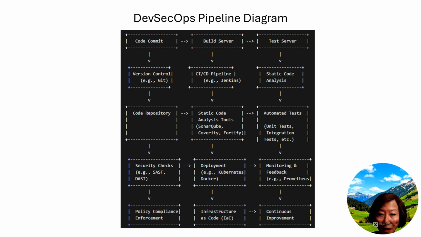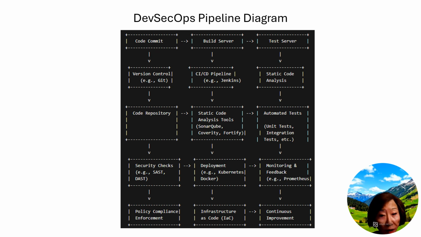What you're looking at here is a crude version of a DevSecOps pipeline diagram. It's not very well drawn, but I think it's visible what's on it. So let's go through some of these boxes, although they're pretty self-explanatory. First, let's take a look at the code commit and version control.